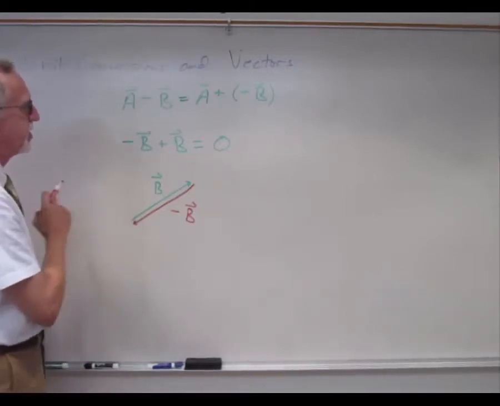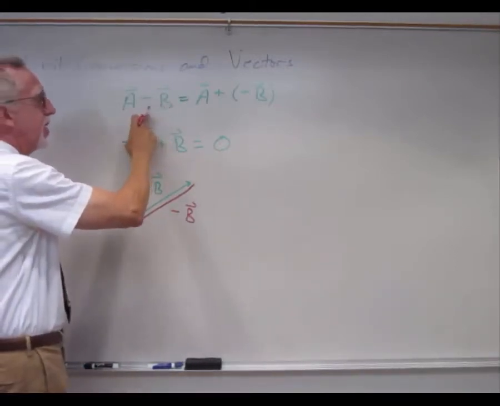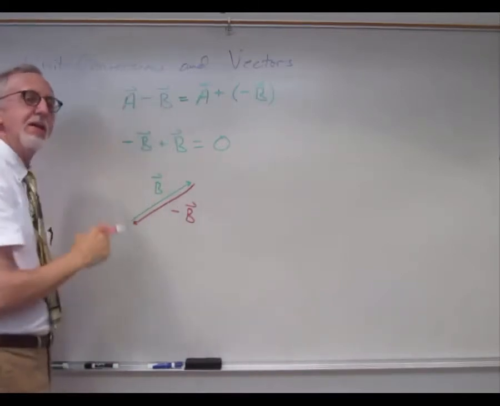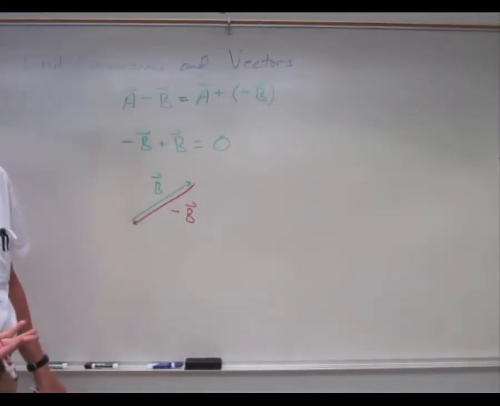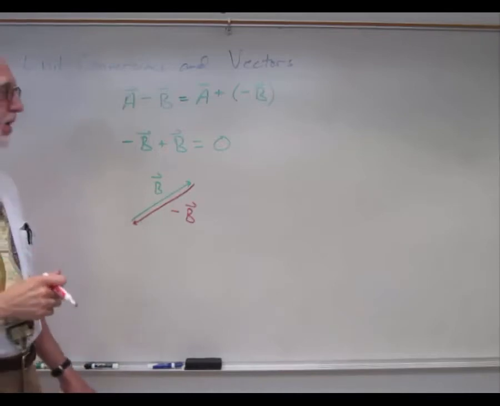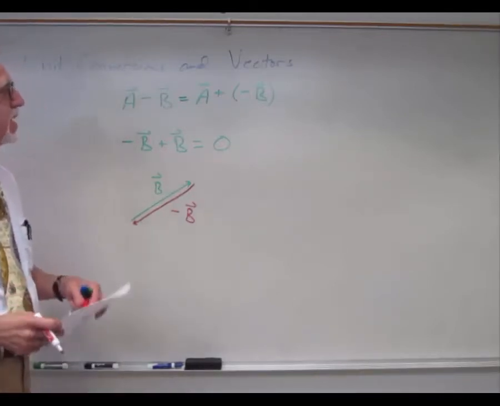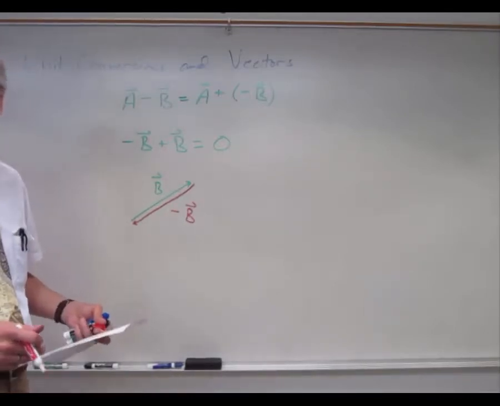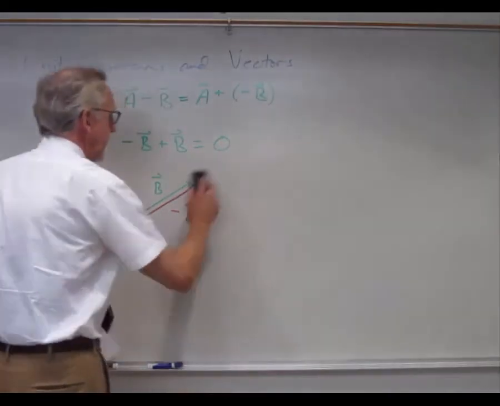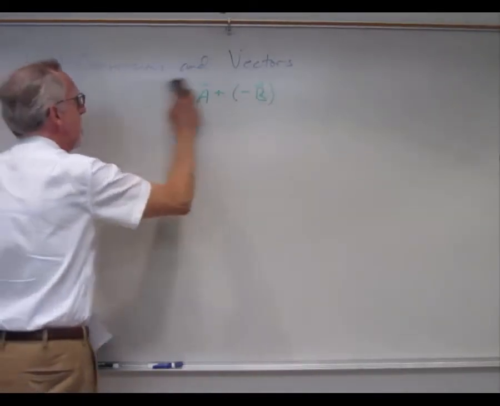Okay? So, very simply, when you want to subtract vectors, all you have to do is think about what is the opposite of that vector, and then add those vectors together. So A minus B is the same as A plus negative B. And we'll come back to that later on as we're doing some more work with vectors.